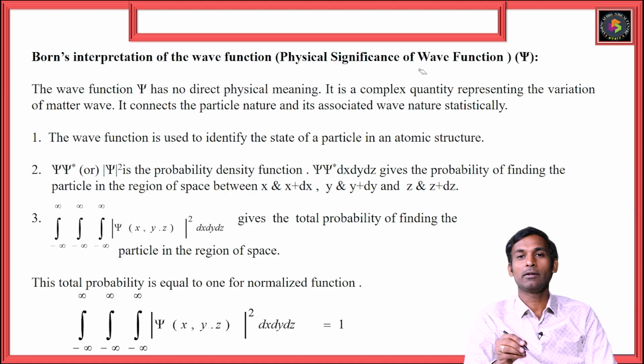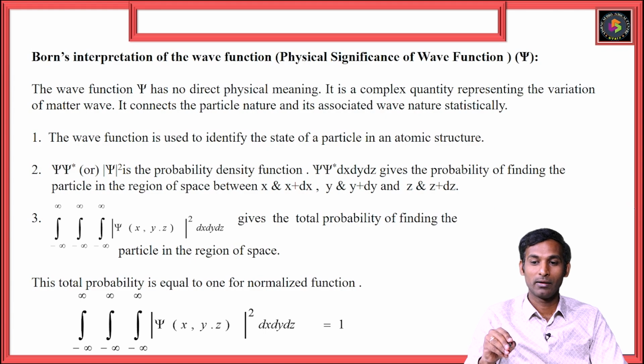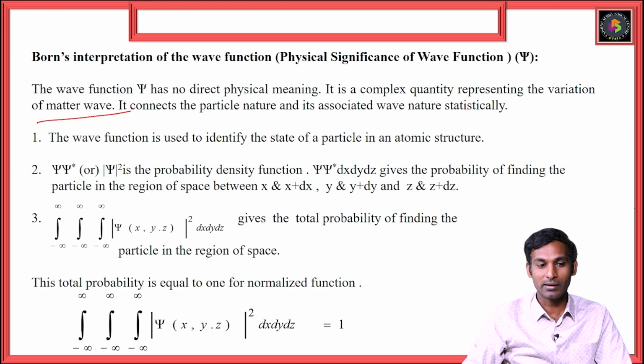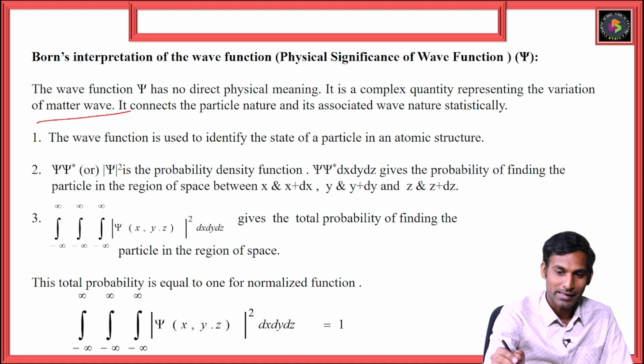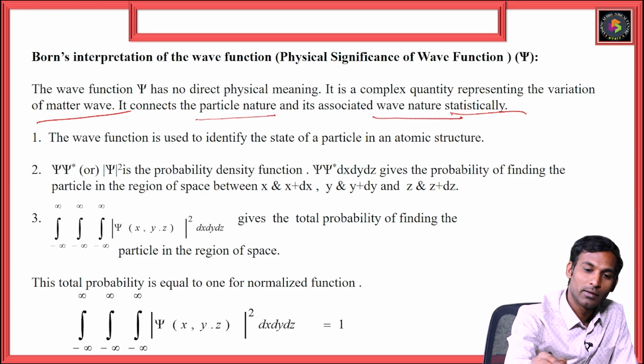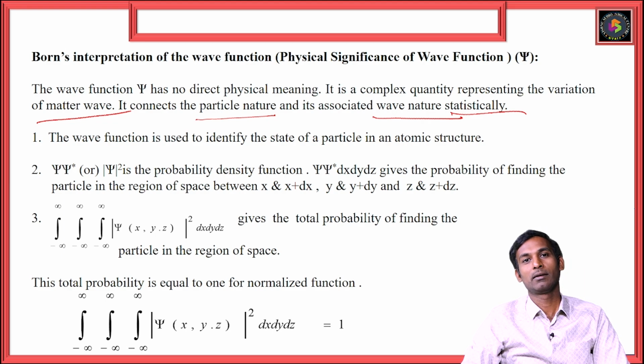Psi has a complex nature, that is, it is a complex quantity representing the variation of the matter wave. Matter wave is nothing but the dual character, dual property. It connects the particle nature and is associated with wave nature statistically. That's why matter wave has dual nature. It connects the particle nature plus wave nature. A particle is represented by position, time, mass and velocity. The particle has mass, velocity, momentum and time.